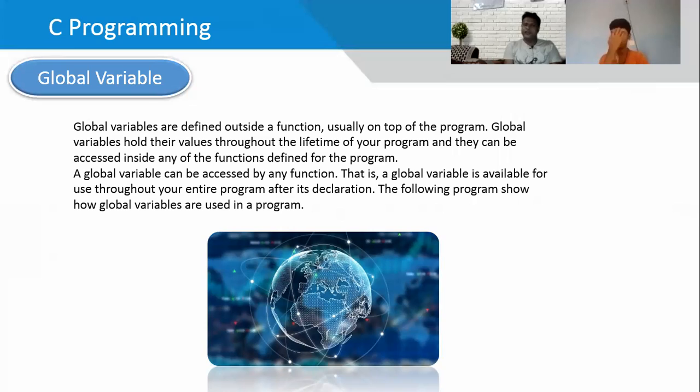A global variable is defined outside of a function, usually on the top of a program. Global variables hold their value throughout the lifetime of your program, and they can be accessed inside any of the functions defined in the program. A global variable can be accessed by any function. That is, a global variable is available for use throughout the entire program. So in the entire program, you can use the global variable.